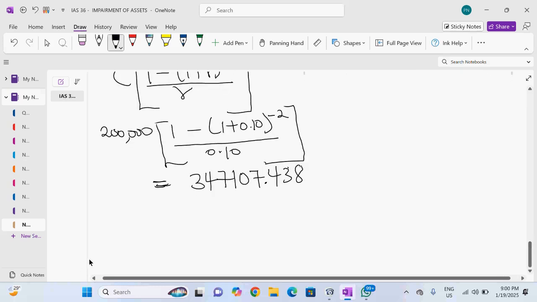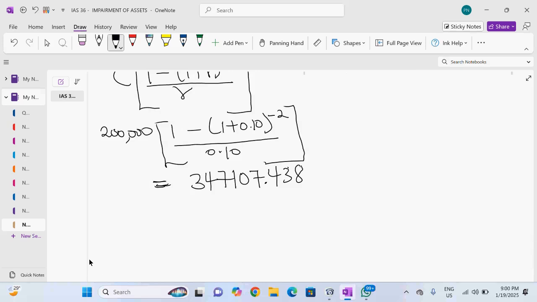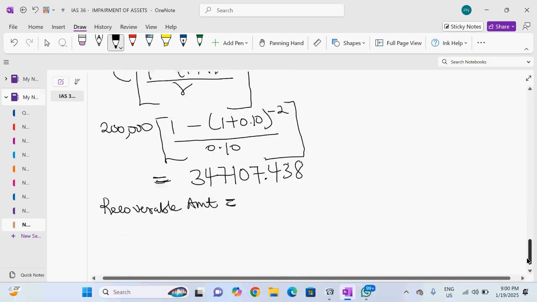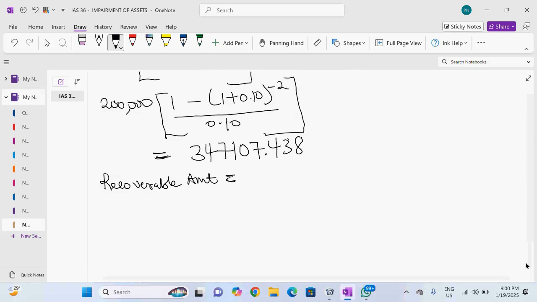So now we said the recoverable amount is the higher of the two. So which of them becomes the recoverable amount? The value in use becomes the recoverable amount. And note, usually when you compare value in use and net realizable value, the value in use is higher. That is from what I've been saying.